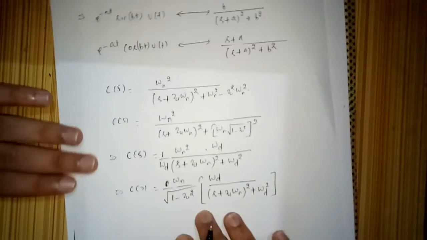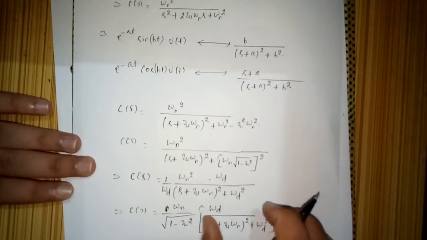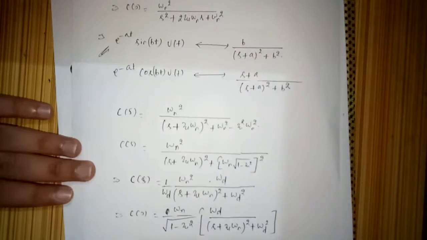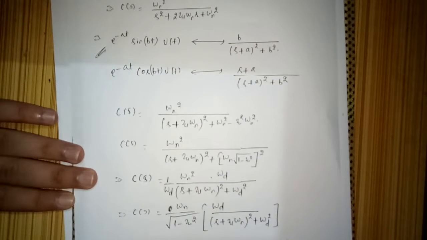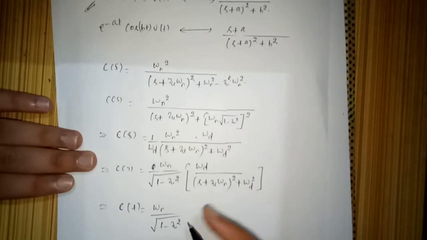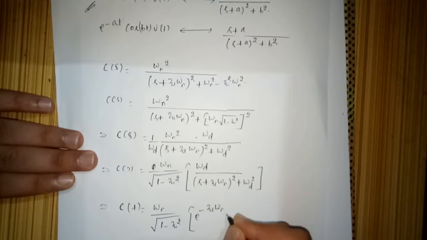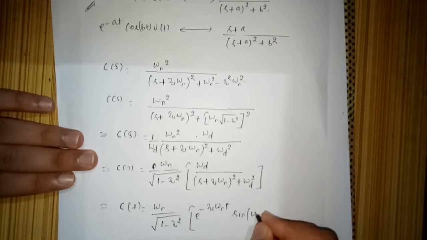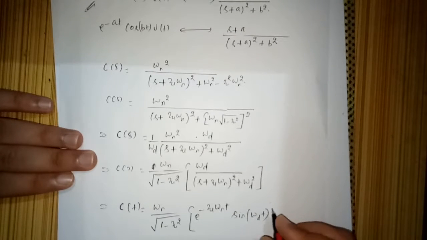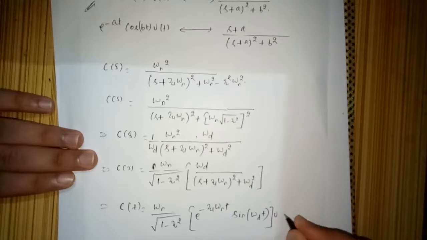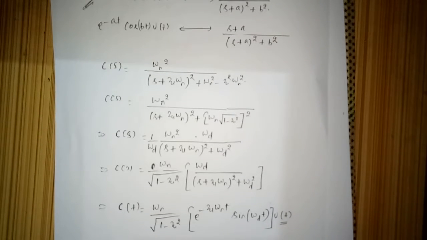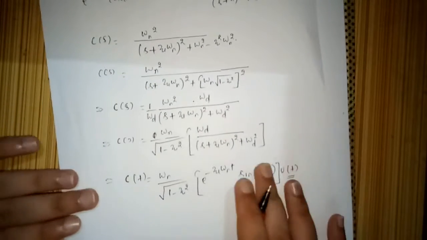Now if I apply its inverse Laplace transform, then this formula will be used, right? So taking the inverse Laplace transform, I'll be getting omega n on root 1 minus zeta square, and e to the power minus at means e to the power minus zeta omega n t, and this is multiplied by sine omega d t, and by u(t) for our causal signal, right?